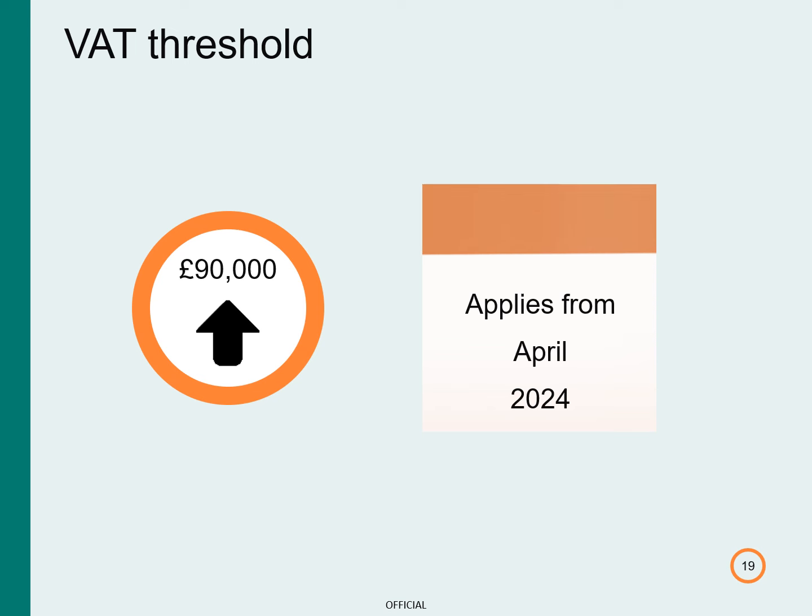You may have heard that the VAT threshold has increased to £90,000. This change applies from April 2024, so the £85,000 threshold still applies to this tax return for 2023 to 2024.